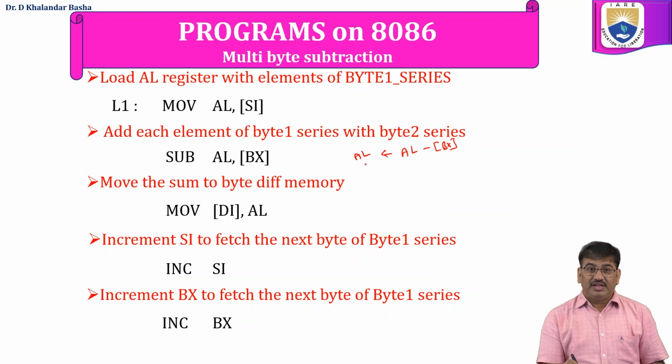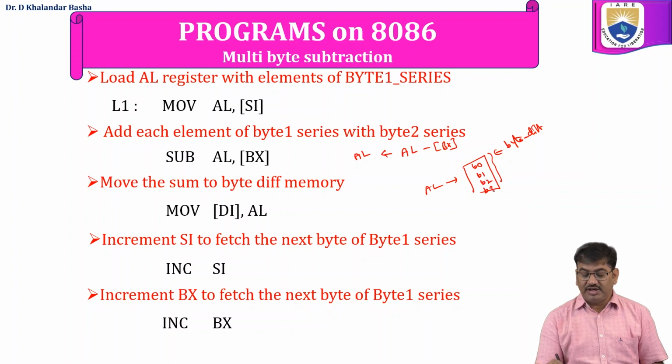The difference which we have obtained here is going to be stored into the memory. That memory address is loaded into the DI register. So MOV [DI], AL. Now this AL content will be stored into the memory location pointed to by byte difference. For each iteration, byte 0, next iteration byte 1, next iteration byte 2, next iteration byte 3, like this it is going to be stored.